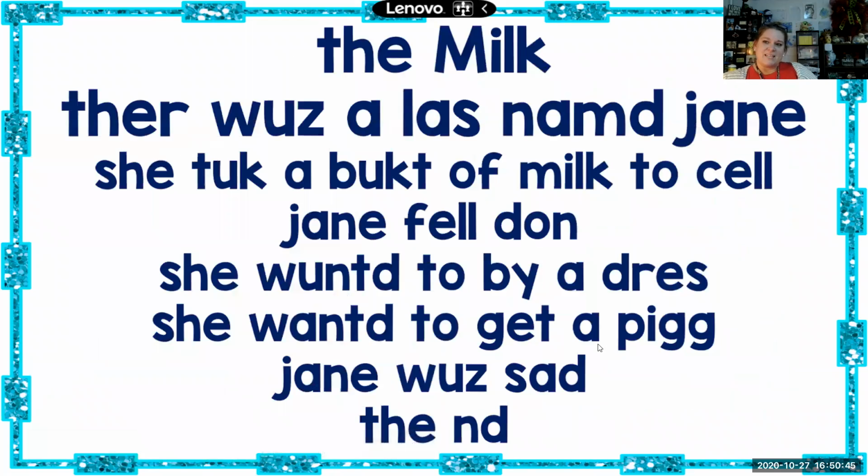Okay. It says, The Milk. There was a lass named Jane. She took a bucket of milk to sell. Jane fell down. She wanted to buy a dress. She wanted to get a pig. Jane was sad. The end. What are some things that you notice that we need to fix? What do you guys notice?